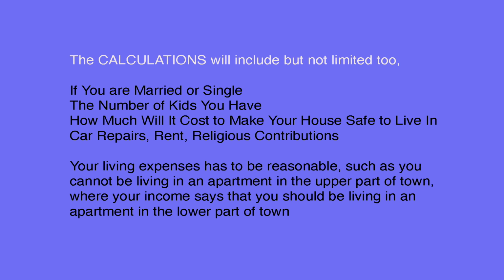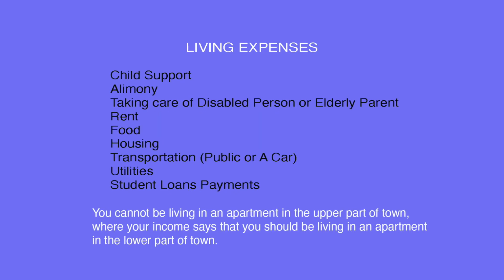The calculations will include, but are not limited to, whether you are married or single, the number of kids you have, how much it will cost to make your house safe to live in, car repairs, rent, and religious contributions. Your living expenses have to be reasonable, such as you cannot be living in an apartment in the upper part of town, where your income says that you should be living in an apartment in the lower part of town.